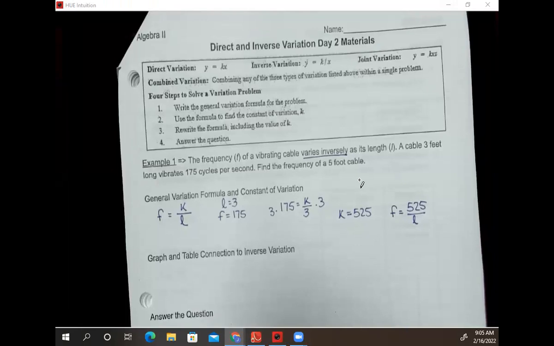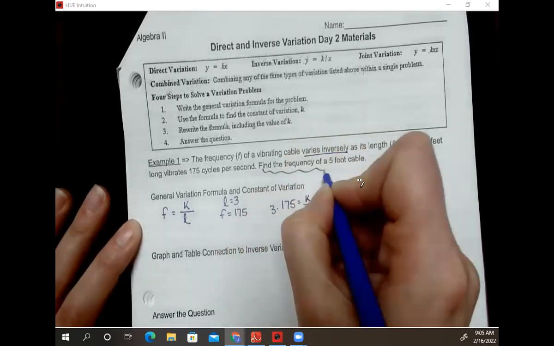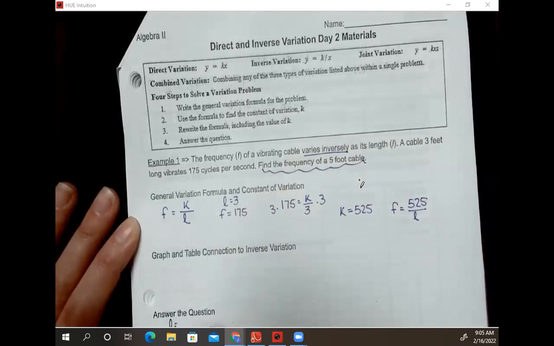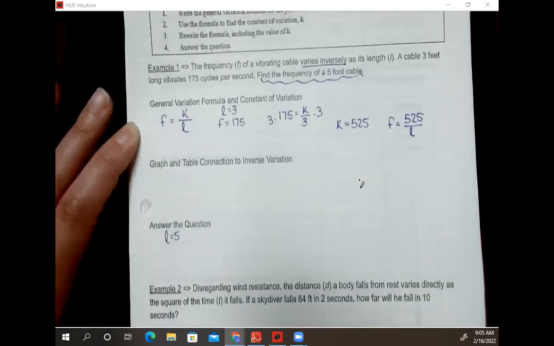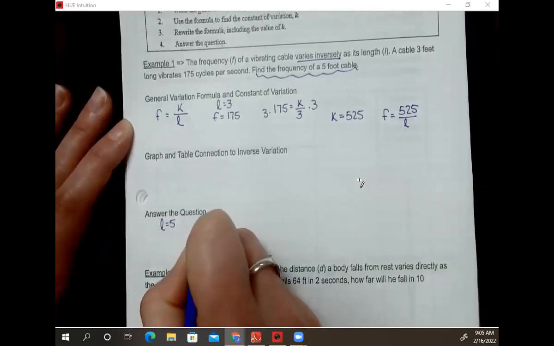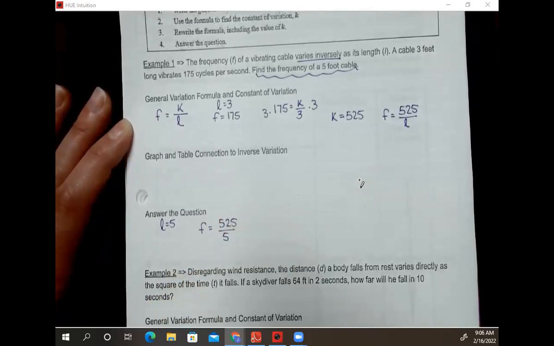So then the next thing I want to look at is an answer to the question that it's asking me. It gave all this information and I kind of stopped it there, but there's a question at the end here. It says find the frequency of a 5-foot cable. So I know that the length of the cable is 5. I want to find the frequency of that cable. So I'm going to plug in my cable length to my little equation I've written to find the frequency.